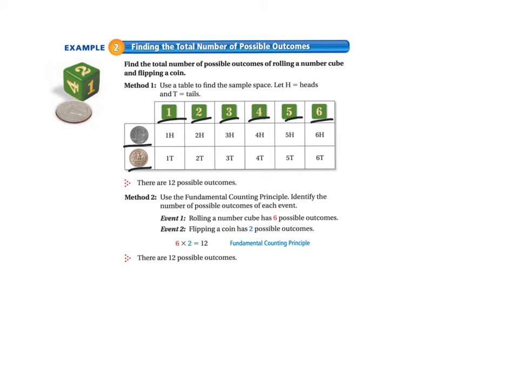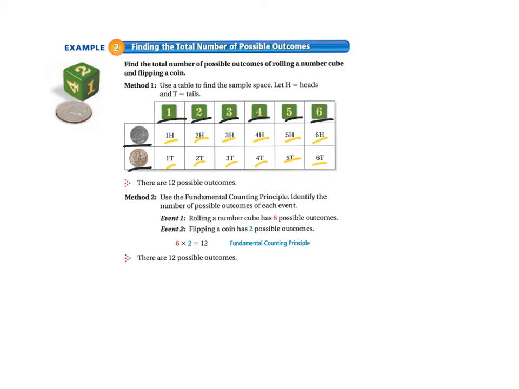So I could get the number 1 with a head or the number 1 with a tail, right? So imagine that you're rolling the dice and then you're flipping the coin. These are all the possibilities, okay? So go through it. You can roll a number 2 with a heads, number 2 with a tail, and go all the way through the chart.